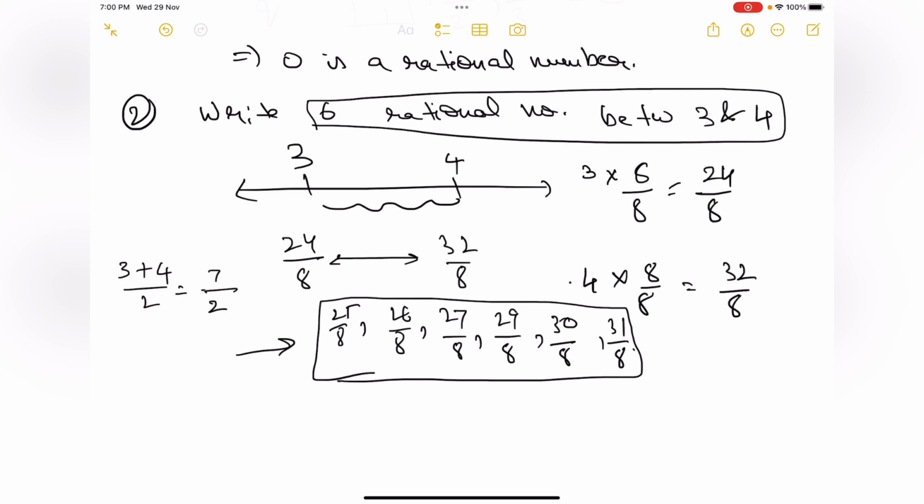Similarly, now that you have 7 by 2, you can do 3 plus 7 by 2, which is 6 plus 7, which is 13 by 2, divided by 2.